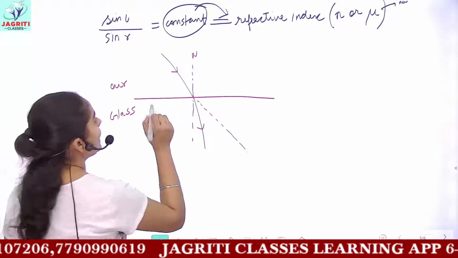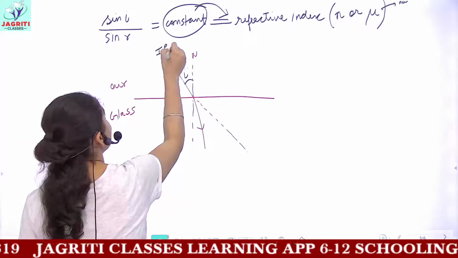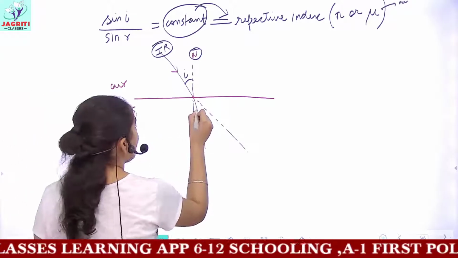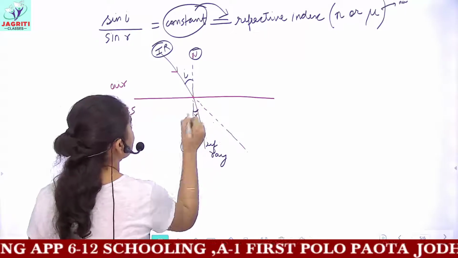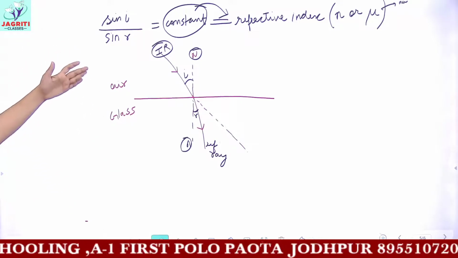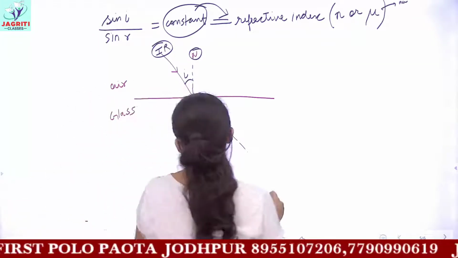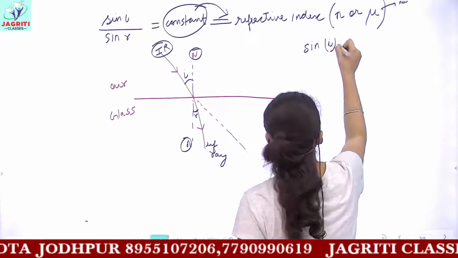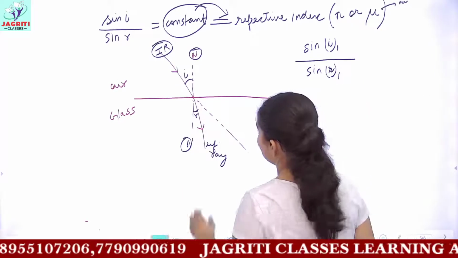Now what is the angle of incidence? The angle of incidence is the angle between the incident ray and the normal. What is the angle of refraction? The angle of refraction is the angle between the refracted ray and the normal. So here we are saying that the sine of angle I and the sine of angle R, if you find their ratio, it would be constant. Let's suppose this is my first angle of incidence, so I take the sine of the first angle of incidence and the sine of the first angle of refraction.